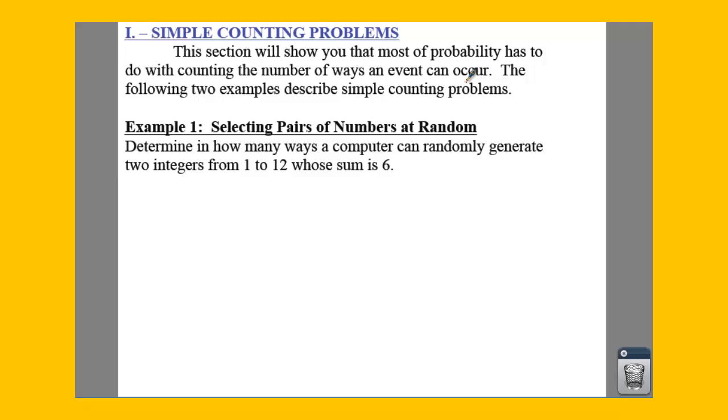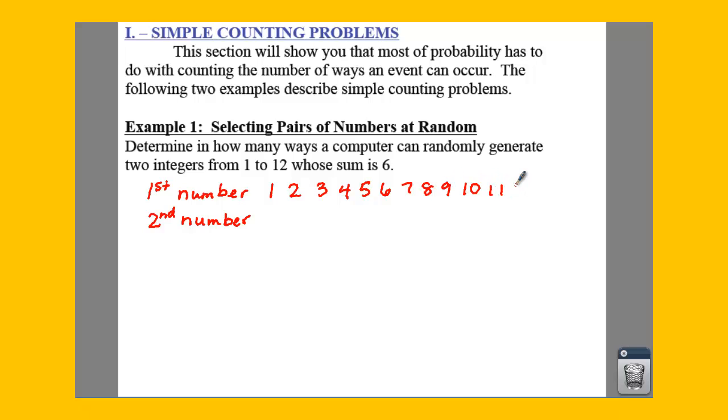So if you think about choosing two numbers, we have our first number and we're going to have a second number. If we are choosing numbers that sum to 6, that automatically takes out anything bigger than 6. Say we list all these out for your first number: 1, 2, 3, 4, 5, 6, 7, 8, 9, 10, 11, and 12.